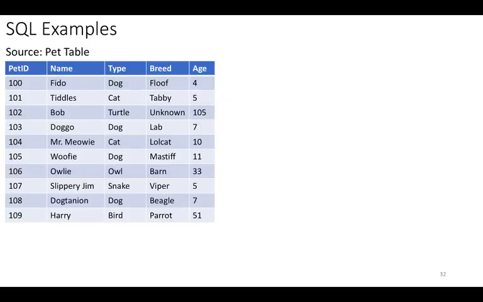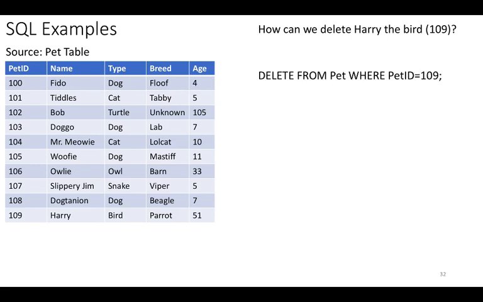So we're back in our pet table, and we have D'Artagnan and Harry, so we're up to pet 109 at the end, and Harry sadly escaped. So he's no longer our pet, he flew out the window, last seen chatting pieces of eight and going down the high street. So we want to delete him from our database. How can we delete Harry the bird? ID 109. Well, the syntax hopefully is fairly straightforward. Delete from pet, so delete from the pet table. We put a where clause in, we only want to delete one row, where pet ID equals 109.